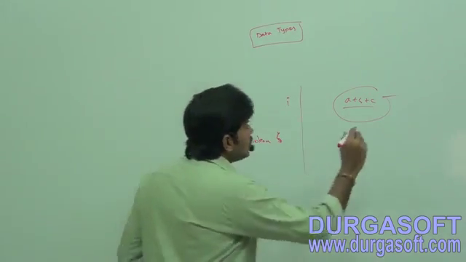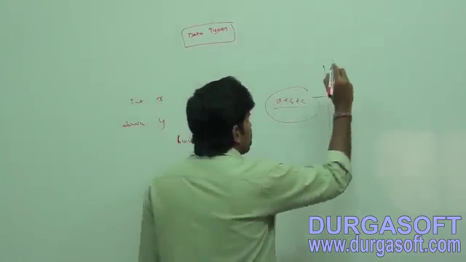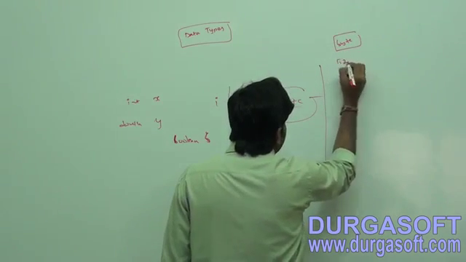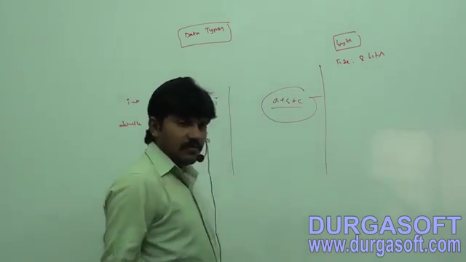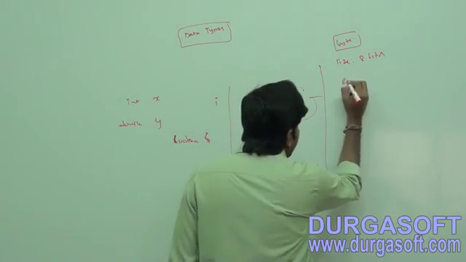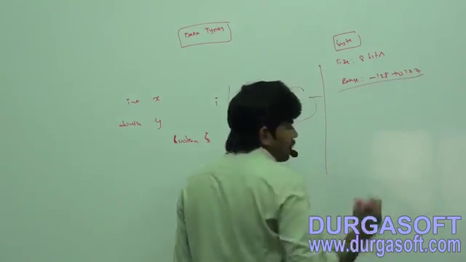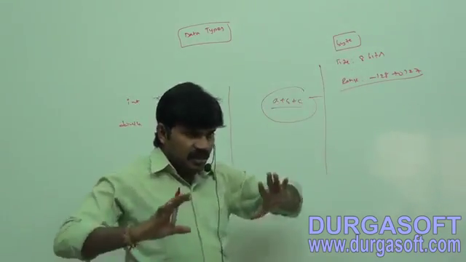Next, each and every type is strictly defined. Best example: byte. Do you know the size of byte? 1 byte or 8 bits. What is the range for byte? -128 to 127. Are you getting it clearly? Each and every type is strictly defined.